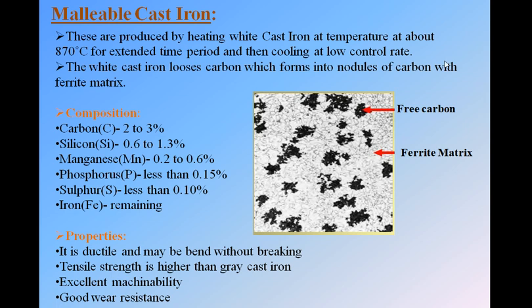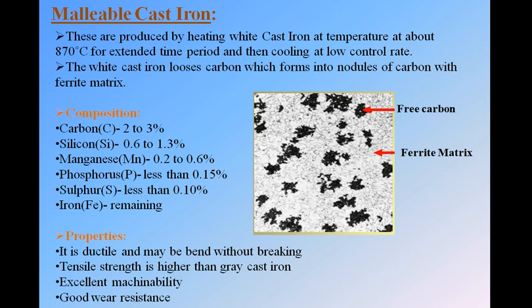Okay, in the diagram we can see these black colors are the free carbons, and this white color is the ferrite matrix. So we can say that the free carbons are nothing but the nodules, and the white color is the ferrite matrix. Here we have the composition: carbon from 2 to 3%, silicon 0.6 to 1.3%, manganese from 0.2 to 0.6%, phosphorus less than 0.15%, sulfur less than 0.10%, and the remainder is iron.